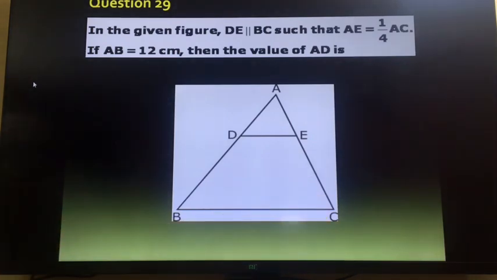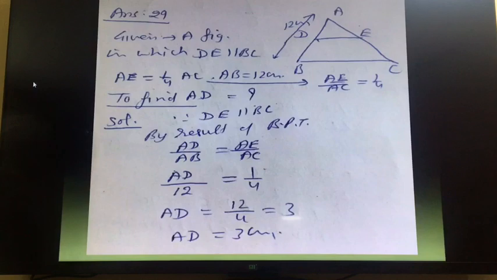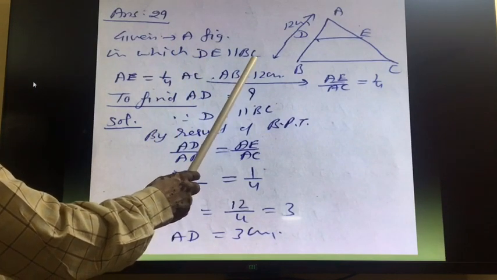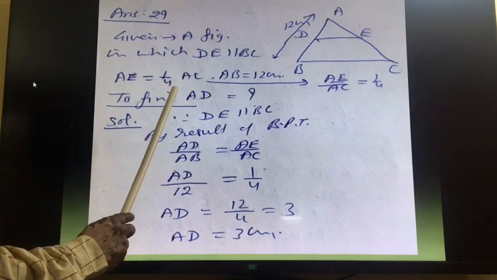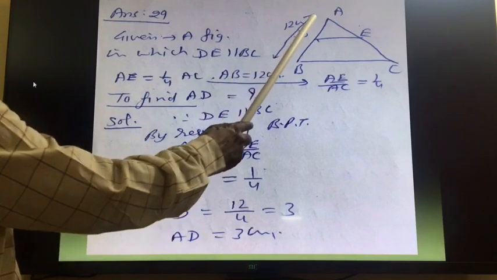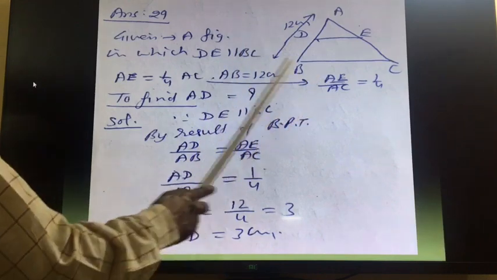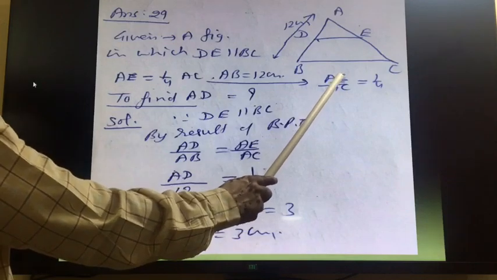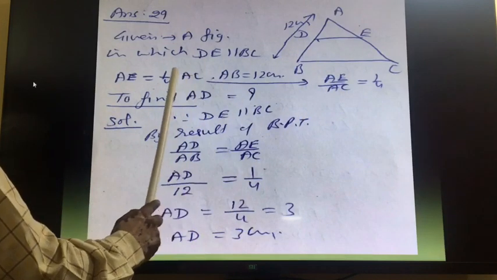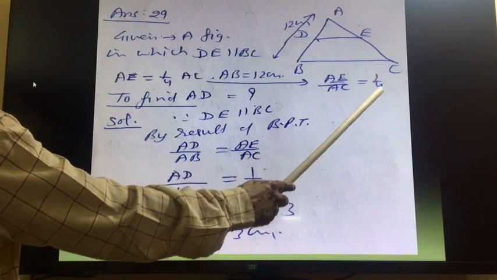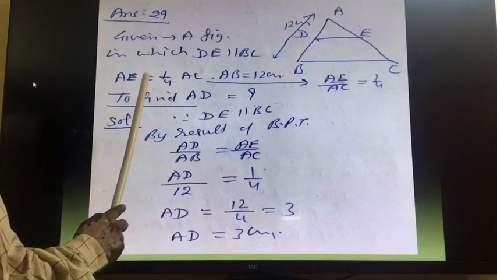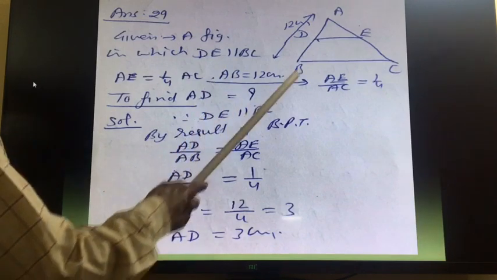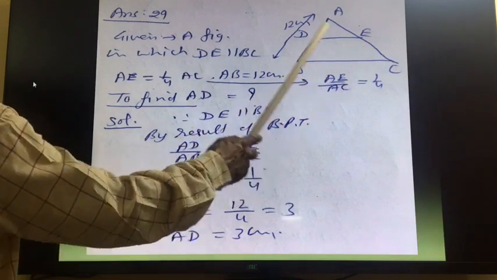So it is very much clear we can apply the BPT theorem. In the figure, DE line is parallel to BC and it is given AE is equal to 1 by 4 AC and AB is equal to 12. From the equation AE is equal to 1 by 4 AC, we can write AE upon AC is equal to 1 by 4. So we will get AE upon AC is equal to 1 by 4 from this result. AD we want to find out. Now because DE is parallel to BC, we can apply the BPT theorem.